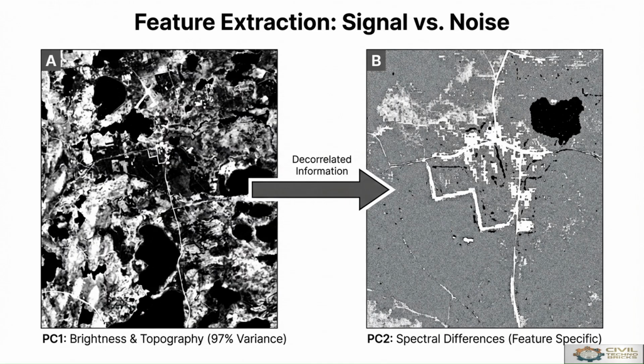Here, principal component 1, which shows the brightness and topography, has 97% variance. By using the decorrelated information, we can convert that PC1 to PC2 with some spectral differences based on some feature-specific characteristics or density point of view. So civil engineering applications include slope mapping, watershed analysis, and identification of suitable construction zones from the feature extraction point of view. And we can mark a single feature with a separate color over topographic conditions.